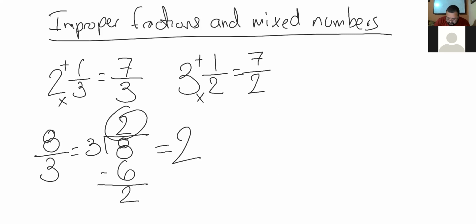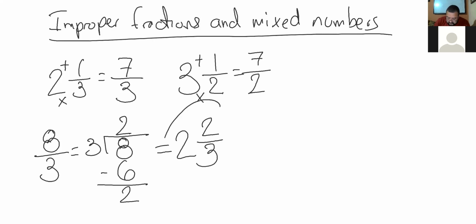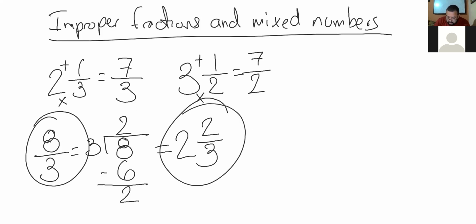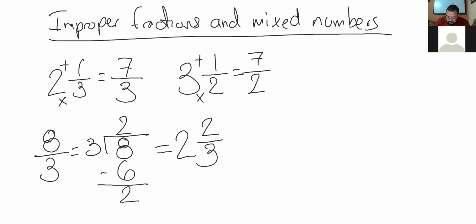This 2 is going to be our whole number. Again, this 2 is going to be our whole number. This other 2 is going to be our numerator. And this 3, our denominator. So the mixed number of 8/3 is 2 2/3, 2 and 2/3.